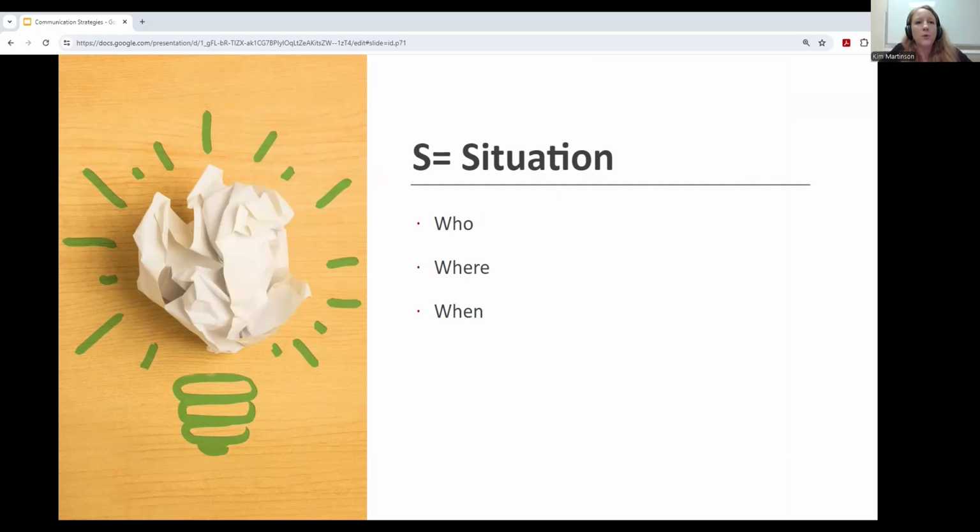First, state what the situation is. Try to make this no longer than one sentence. If you're having trouble, you can ask yourself where, who, and when, and this will provide a base for your message so it can be clear and concise. An example of this could be, on Tuesday, I was in the director's meeting at the main plant.